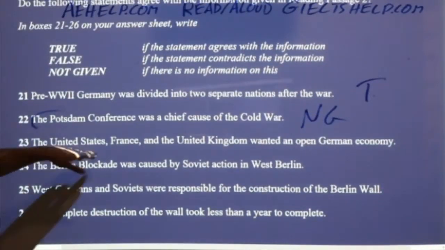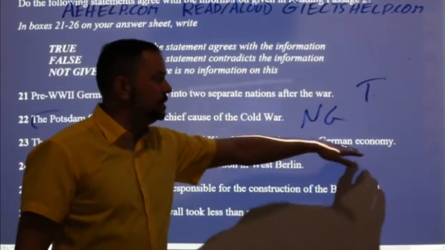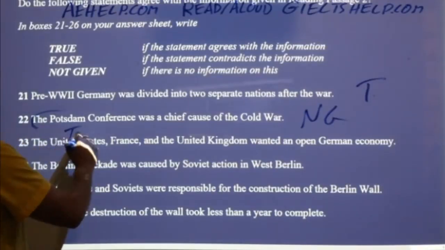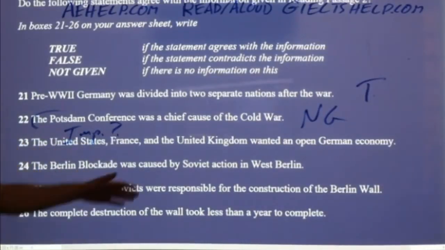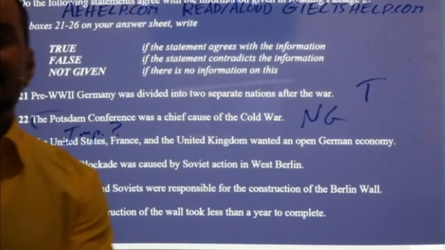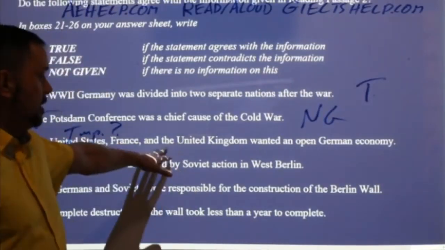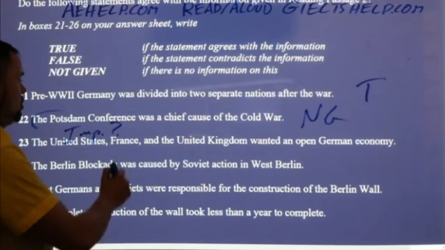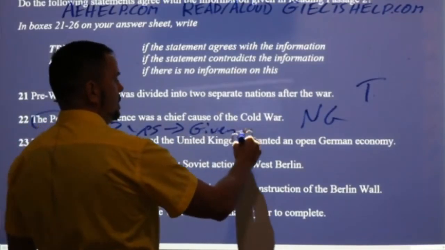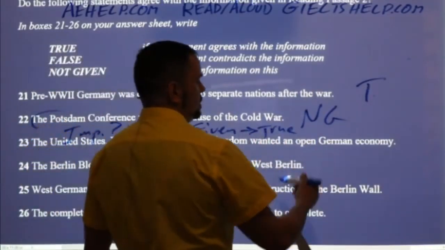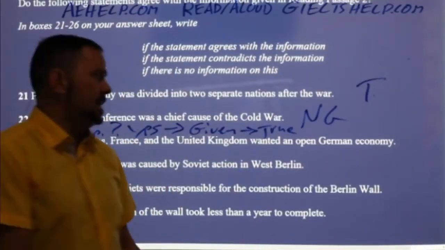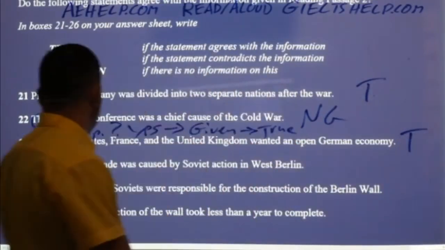Okay, the United States, France, and the United Kingdom wanted an open German economy. Is that important? So, important? What Germany, France, United States wanted for the economy of the Germans? Is that important to this passage of Germany and Berlin? Yeah, it's important. Of course, we clearly read about that. So it's definitely given. Okay, and then you can ask, is it true? So is it true that United States, France, United Kingdom wanted an open German economy? Yeah, it's true. Good for you. So you got that. Okay.